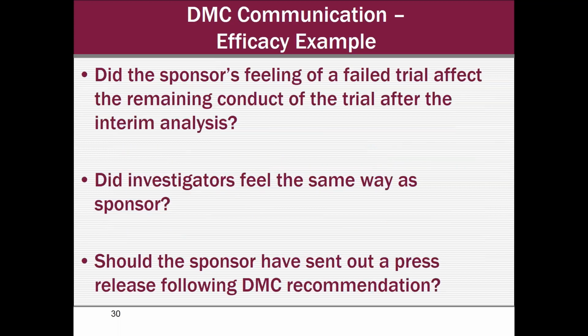Okay? So again, did the sponsor's feeling of a failed trial affect the remaining data after the DMC made their recommendation and the sponsor couldn't follow it? Did investigators feel the same way? Should the sponsor have even sent out a press release following the DMC recommendation? Perhaps they should have, because people might be anticipating the DMC meeting, but what does it really need to say? You really got to sit down and think it through. And again, make sure that the sponsor is not misinterpreting results.